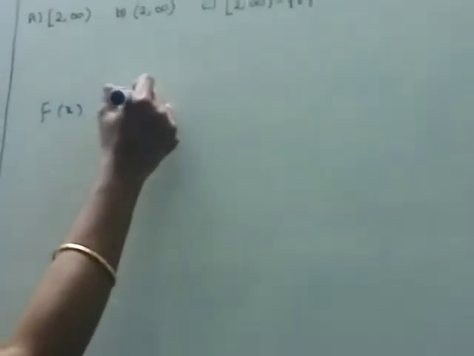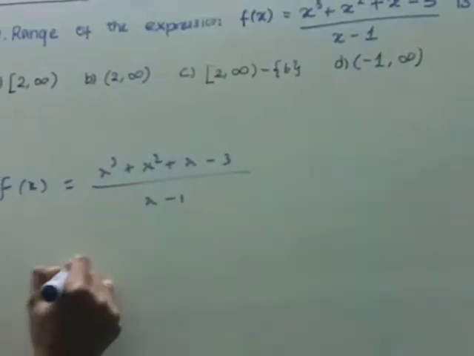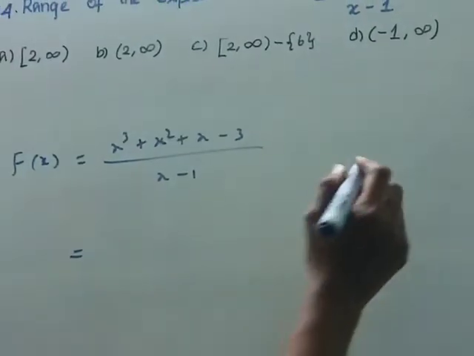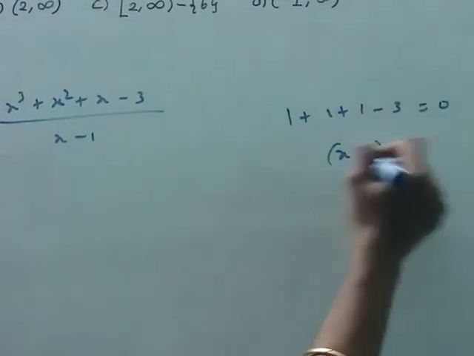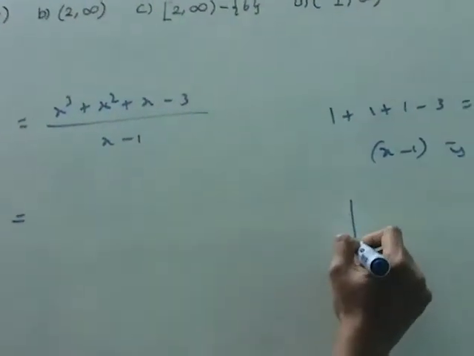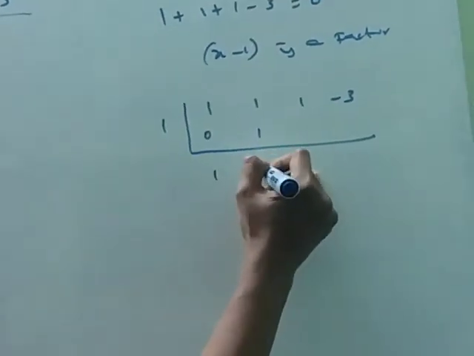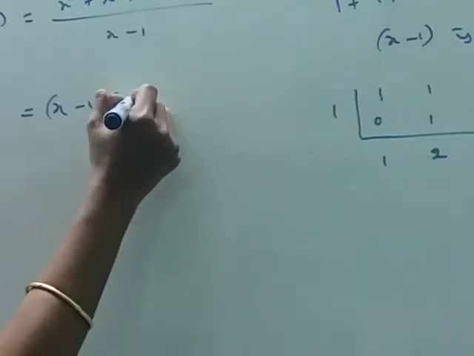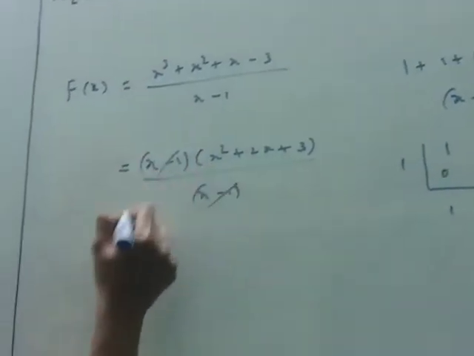f of x is equal to x cube plus x square plus x minus 3 by x minus 1. So in the numerator you have one trick. Listen, when you add all the coefficients, the value will be 0. In 10th standard itself you are studying that if the coefficients add up to 0, then x minus 1 is a factor. Okay ma? x minus 1 is a factor. So using synthetic division, 1, 1, 1, minus 3, you are keeping 1, 2, 3, 0. So the numerator can be written as x minus 1 into x square plus 2x plus 3. The denominator has x minus 1, so both the terms get cancelled.